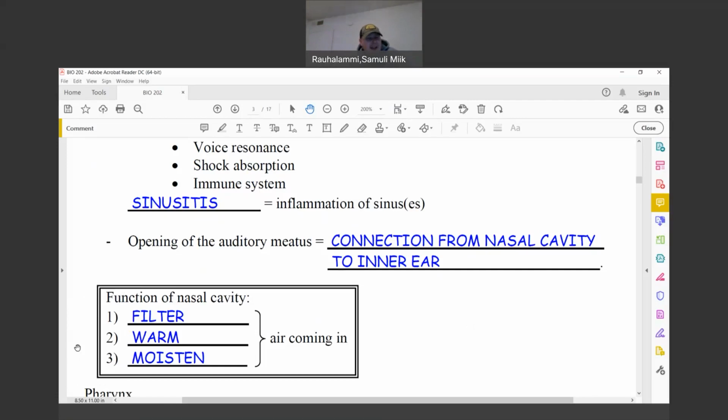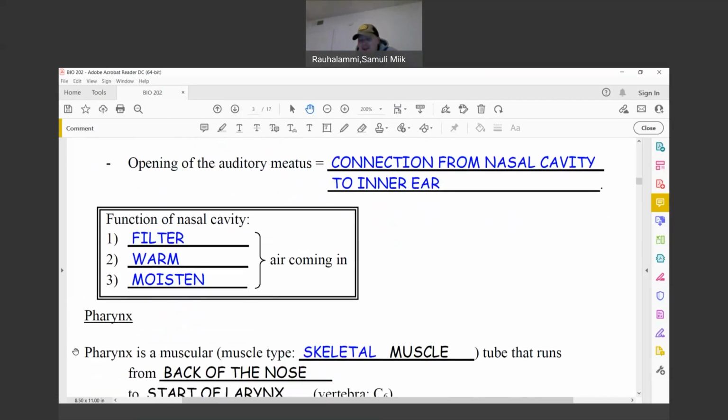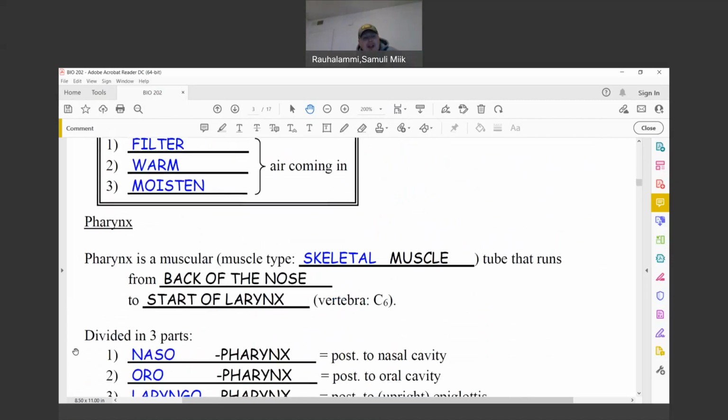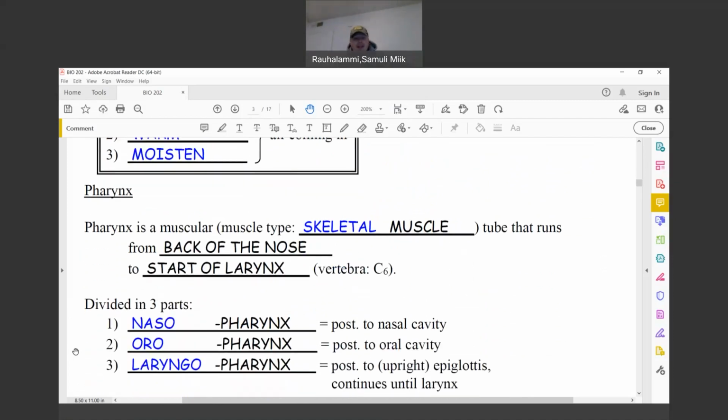So I hope that that kind of helps to explain why aspect of this discussion. Next, I wanted to introduce the pharynx. So pharynx is kind of a skeletal muscle tube that runs from the back of the nose to the start of the larynx. And again, I'm going to sketch just a quick diagram to highlight few structures.